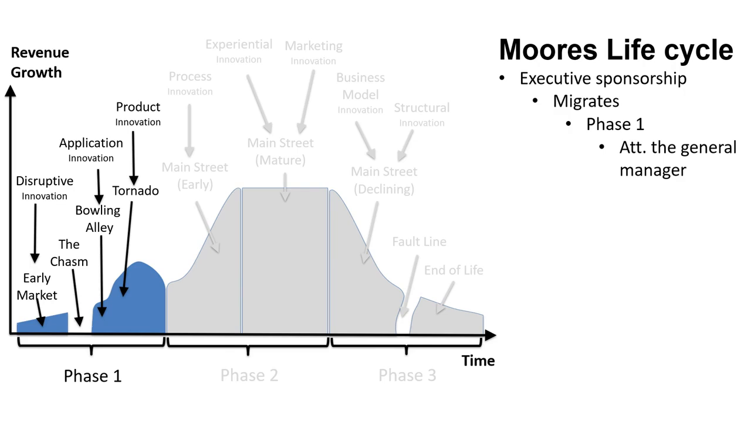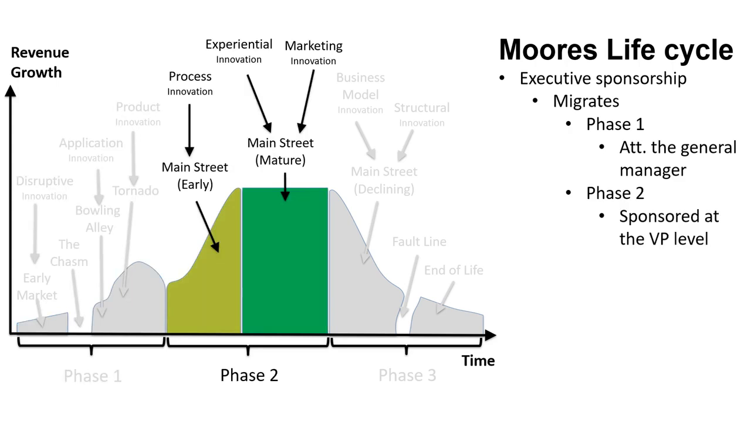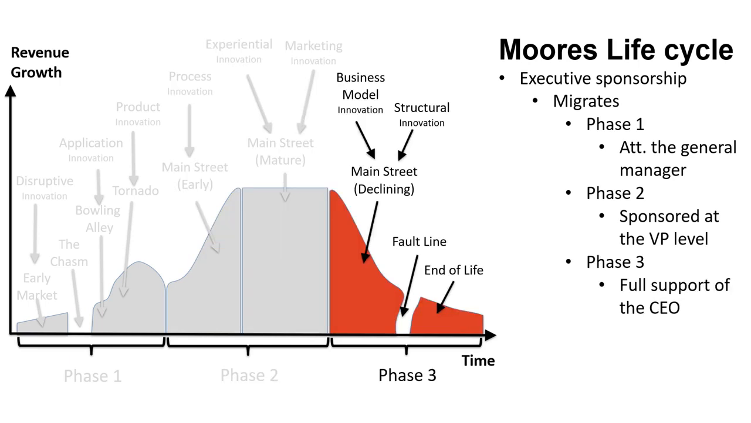During phase 1, the early part of the market's development, innovation needs the general manager's attention. During phase 2, the middle part of the market's life, innovation is sponsored at the vice president level. And during phase 3, the end of the market's life, the company transforming innovations demand the full support of the CEO.